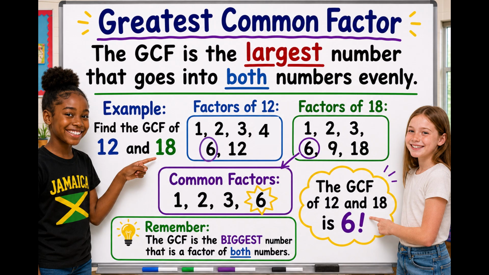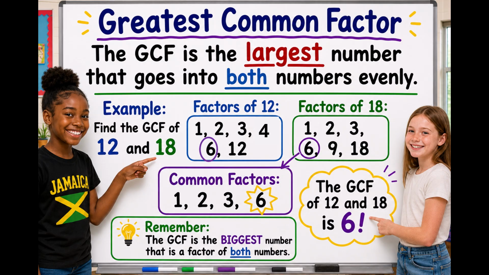Greatest common factor. Today we're going to learn about the greatest common factor, the GCF. In other words, the GCF is the largest number that can divide two or more numbers without leaving a remainder. So let's look at the number 12 and the number 18. First, list the factors of the numbers 12 and 18.